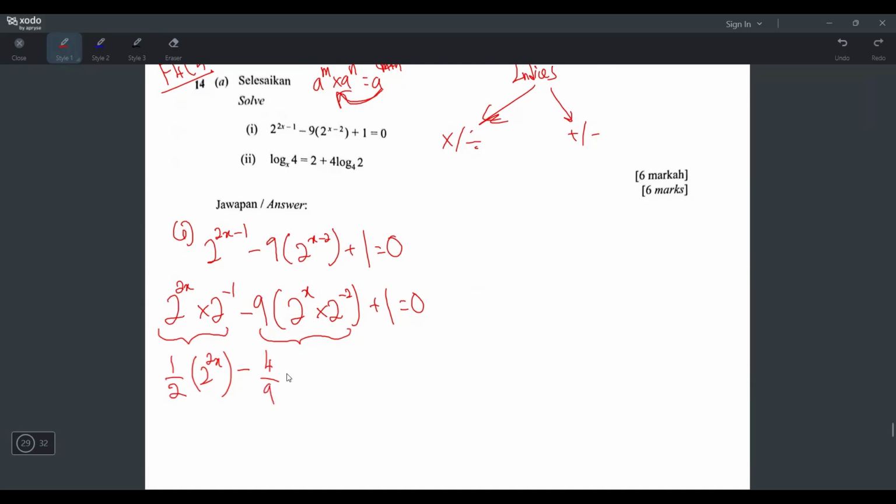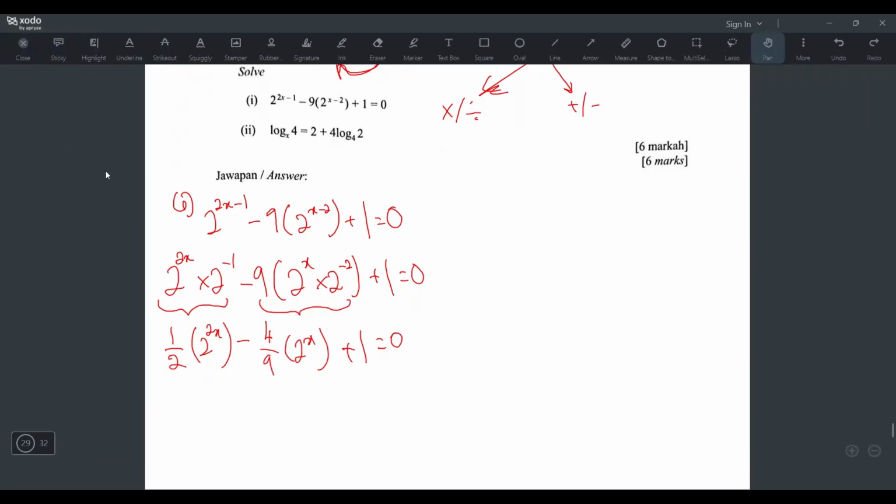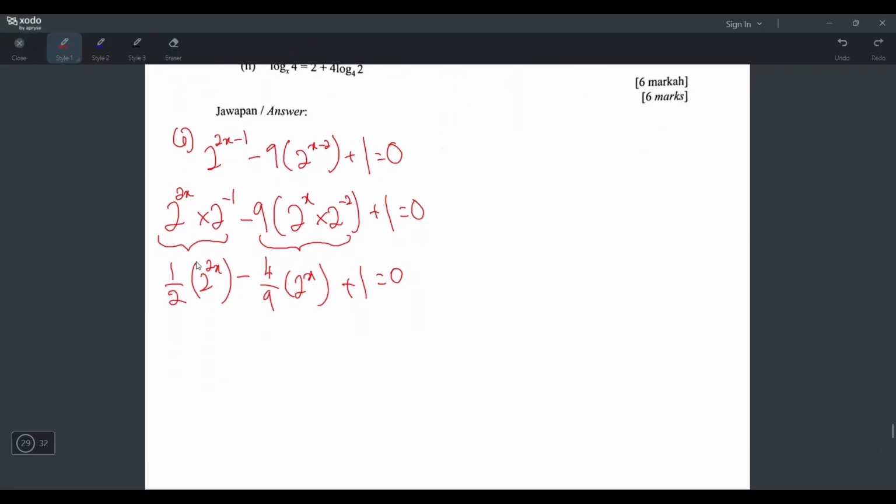And then the 2 power x cannot be done. Since it cannot be done, we put it in a bracket. And then plus 1 equals to 0. Okay, now that you reach here, you check whether the brackets are the same or not. If they are the same, then you can let the bracket equal to a. So you can see this bracket is 2 power x, this is 2 power 2x. They are not exactly the same, but they are almost the same. Okay, and your job now is to make them the same. You want them to be the same, because if it's the same, then only I can let the whole thing become a. Okay, the whole thing here becomes a.